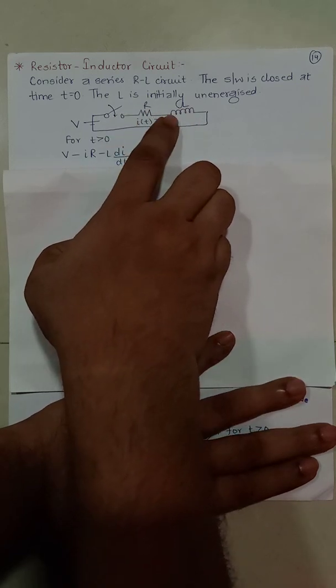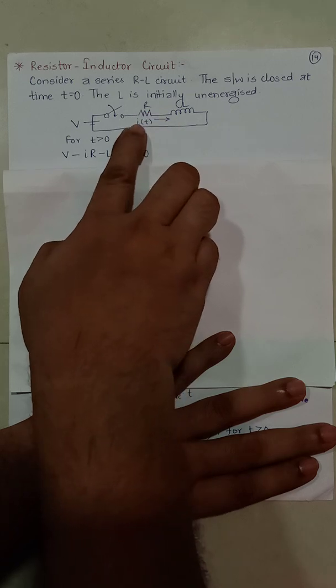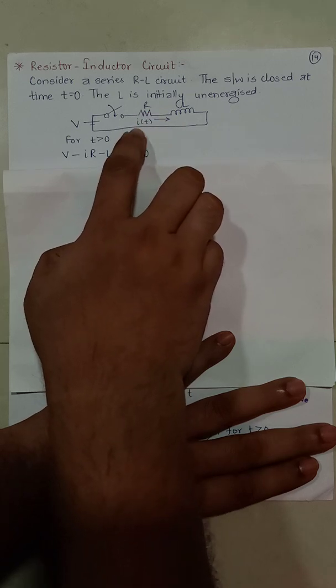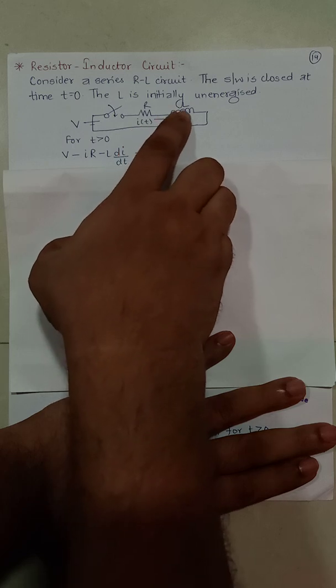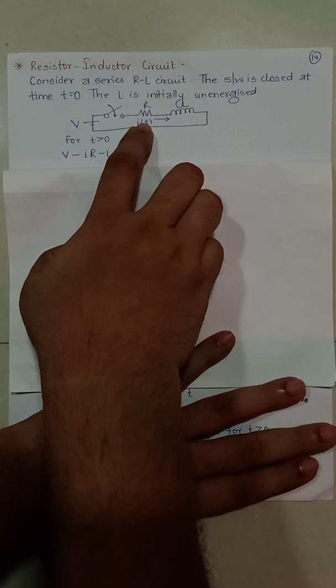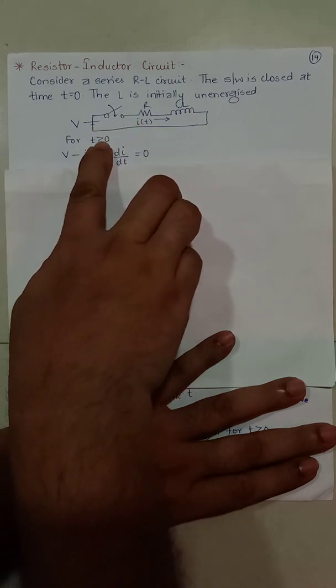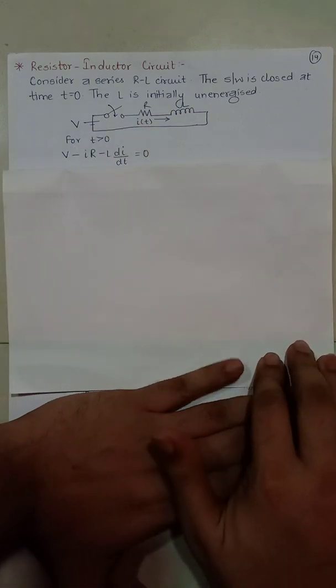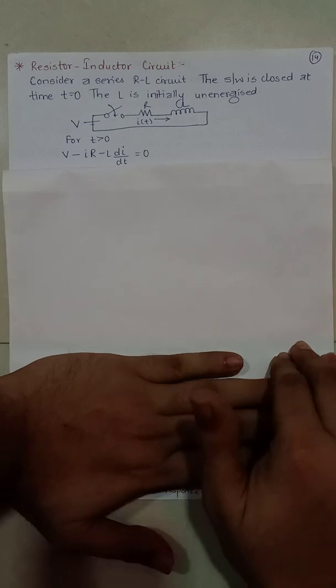So we can say for t equal to 0 minus, i of t will be 0. Then at t equal to 0 plus, again there is no current flowing, so i of 0 plus will also be 0. So directly we can start for t greater than 0. The analysis starts from t greater than 0.